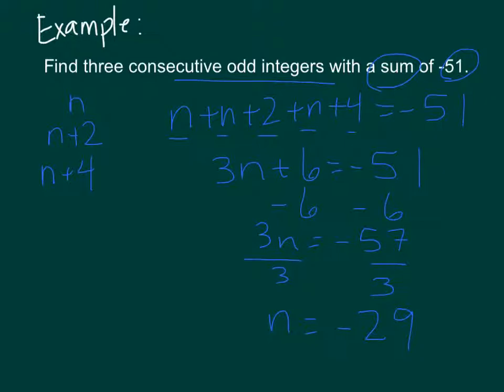Now, what that tells me is that my first odd integer, n, is negative 29. My next one is n plus 2, so my next one is negative 27. And my next one is n plus 4, so negative 25. Those are my 3 odd integers.